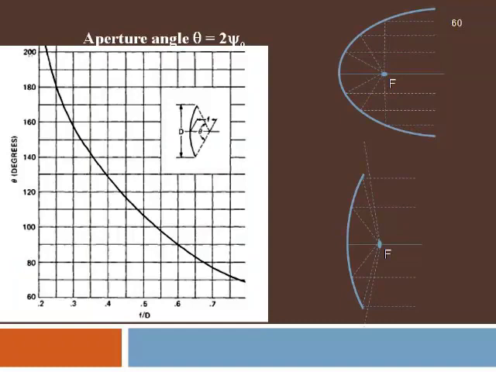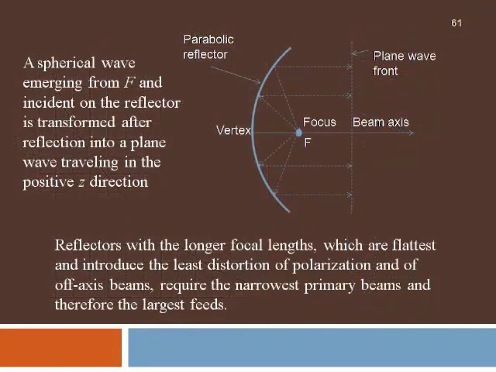And the main job that will be done is that a spherical wave emerging from the focus and incident on the reflector is transformed after reflection into a plane wave traveling in the positive z direction. So by the reflection mechanism, the parabolic reflector is going to convert a spherical wave front into a plane wave front.